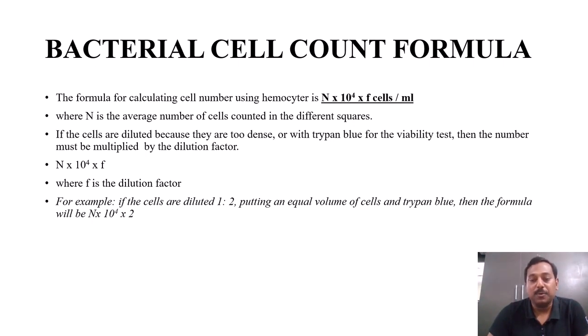We only use the 4 corner squares to do the count. If the cells are diluted because they are too dense, or with trypan blue for a viability test, then the number must be multiplied by the dilution factor. So F is the dilution factor. For example, if the cells are diluted 1:2 by putting an equal volume of cells and trypan blue, then the formula will be N × 10^4 × 2. Normally that's the dilution that we use.